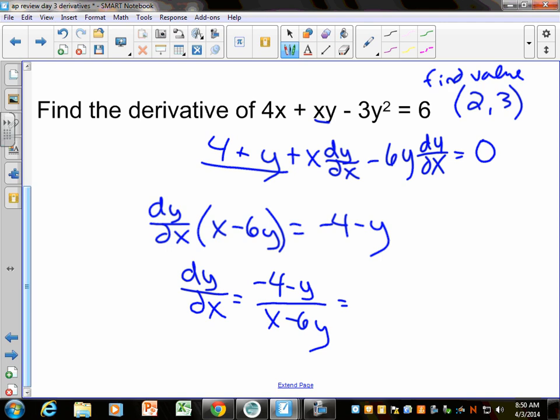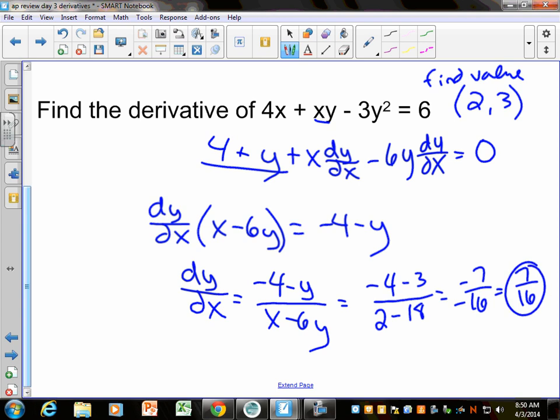Yeah, I just made it up. So if we plug x and y in there, that would be negative 4 minus 3, over 2 minus 6 times 3, which is 18. That would be negative 7 over negative 16. So we can still find the slope when there's x's and y's. You just have to plug in both the x and the y.